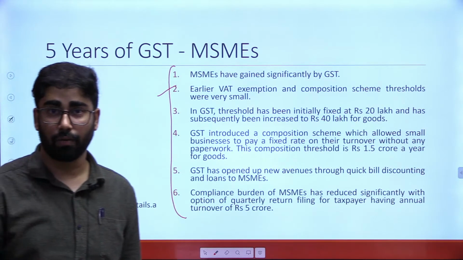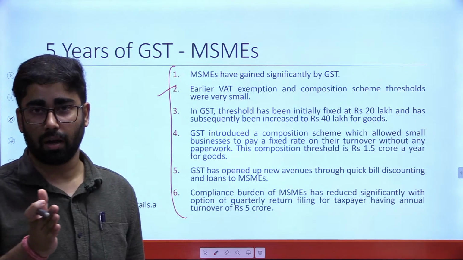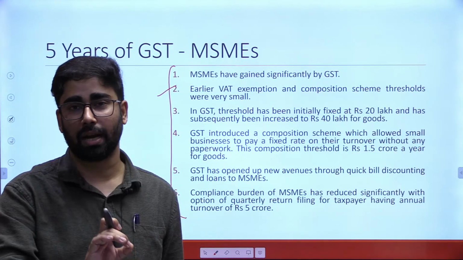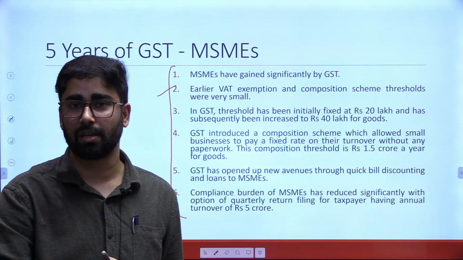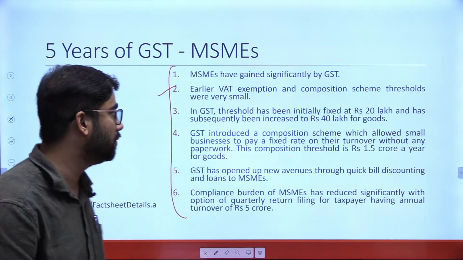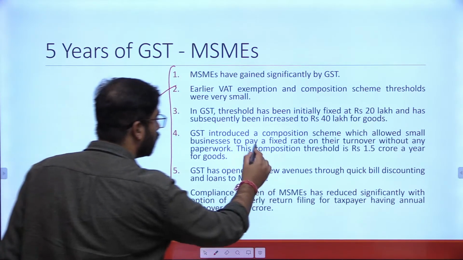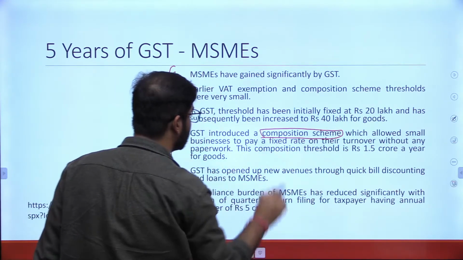There is a threshold of rupees 40 lakh for the supply of goods only. जिसके नीचे आपको जीएसटी में रजिस्टर नहीं करना पड़ता, and above that you have to register with the GST network. So there are several different provisions. Composition scheme we already discussed about.